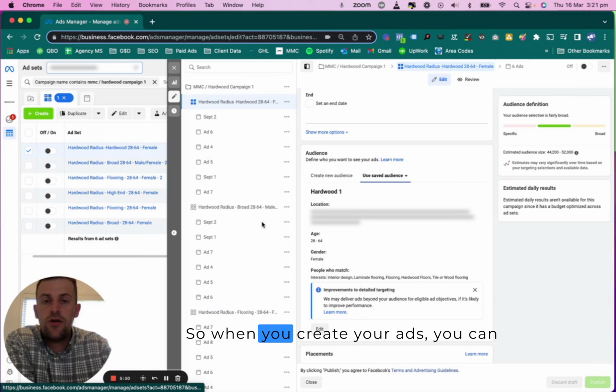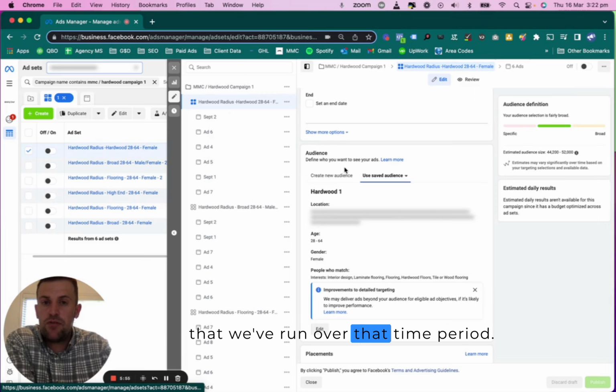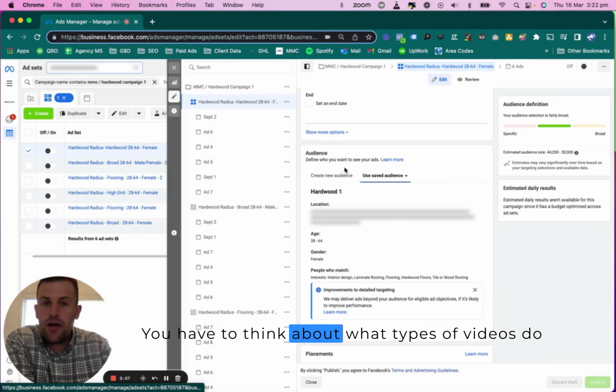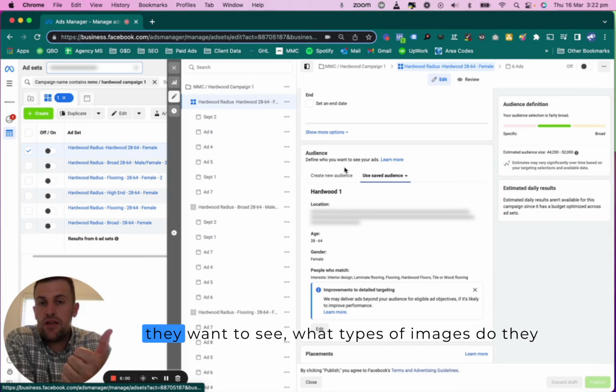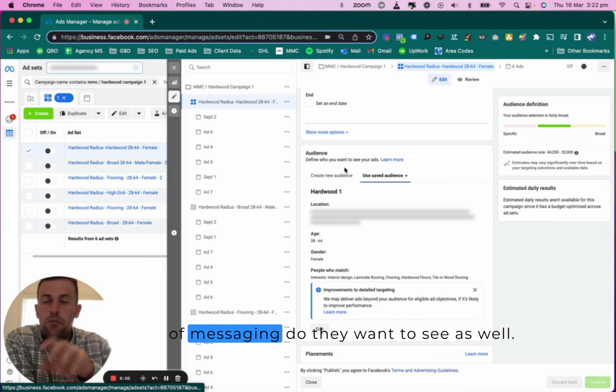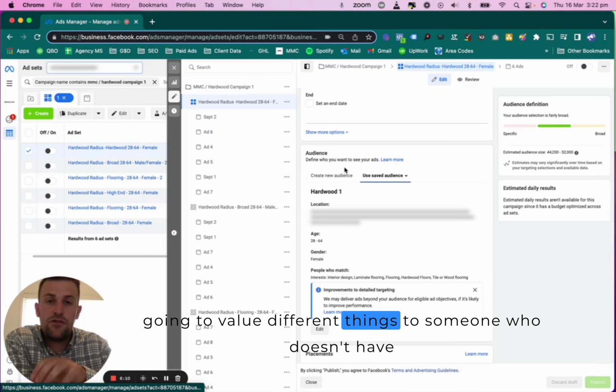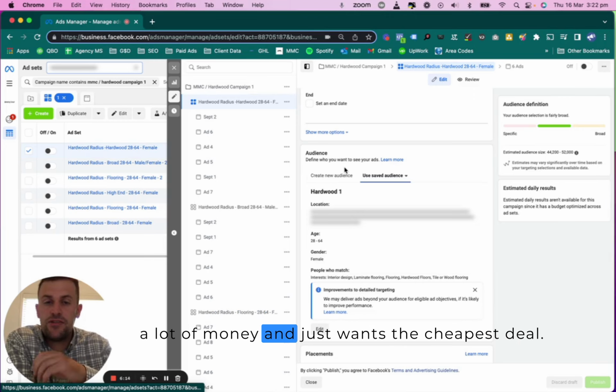So when you create your ads, you can see here we've got 1, 2, 3, 4, 5, 6 different ad variations that we've run over that time period. You have to think about what types of videos and images they want to see for their hardwood floors, and what type of messaging they want to see as well. Because obviously someone who's got a lot of money is going to value different things to someone who just wants the cheapest deal.